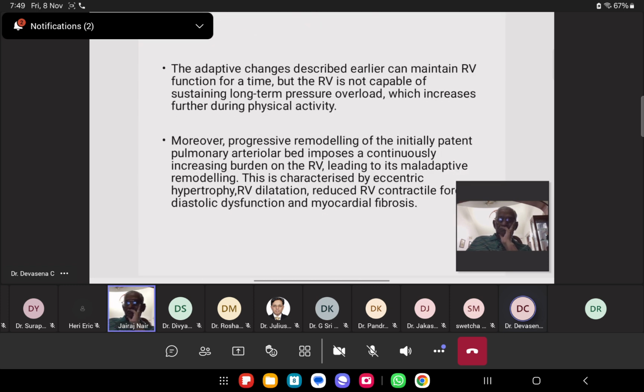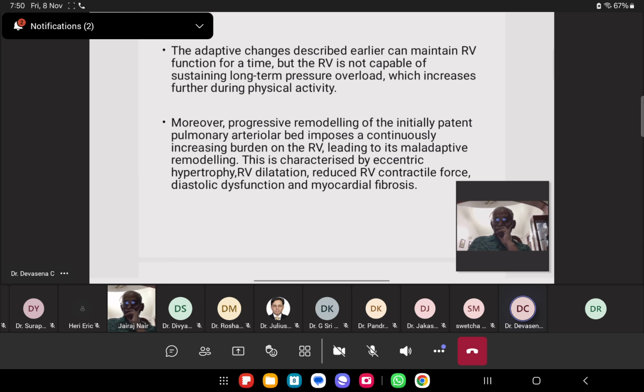The adaptive changes described earlier can maintain RV function for a time, but the RV is not capable of sustaining long-term pressure overload, which increases further during physical activity. Moreover, progressive remodeling of the initially patent pulmonary arteriolar bed imposes a continuously increasing burden on the RV, leading to its maladaptive remodeling. This is characterized by eccentric hypertrophy, RV dilatation, reduced RV contractile force, diastolic dysfunction, and myocardial fibrosis.